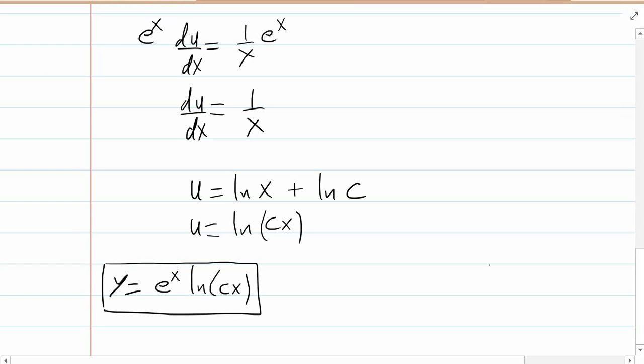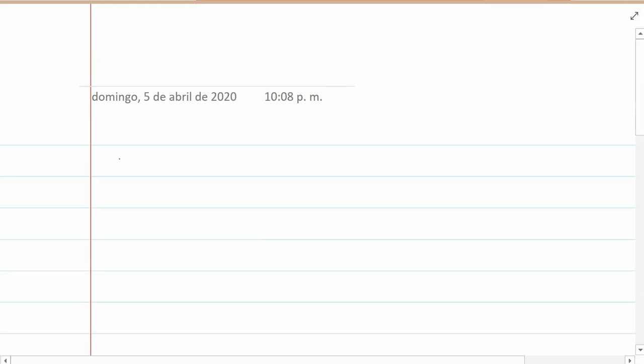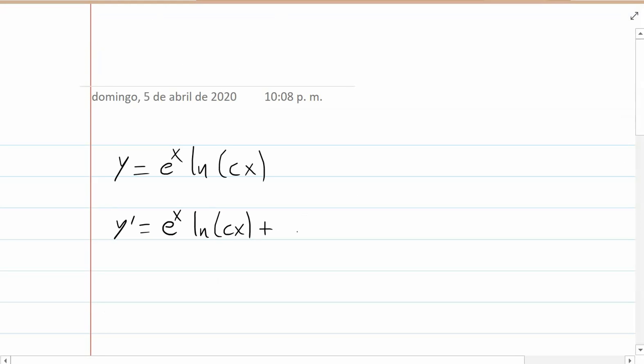Next we need to check if this is indeed a solution. So we have y = e^x ln(cx). Differentiating this gives me e^x ln(cx) + (e^x/(cx)) times c by the chain rule, which becomes e^x (ln(cx) + 1/x).